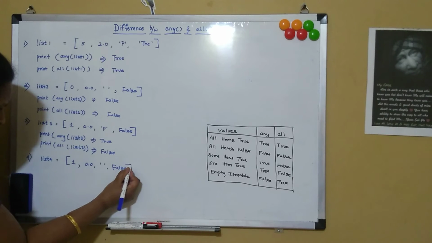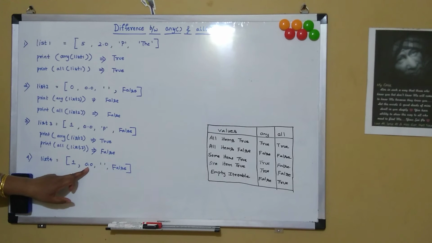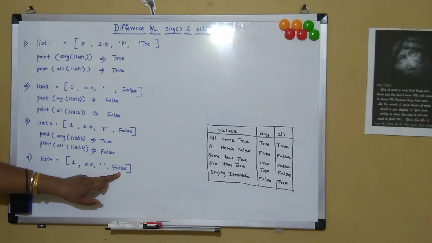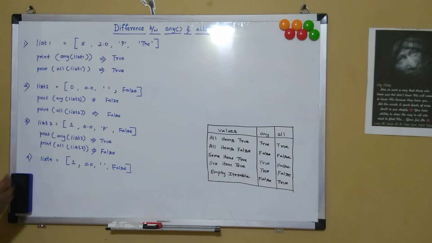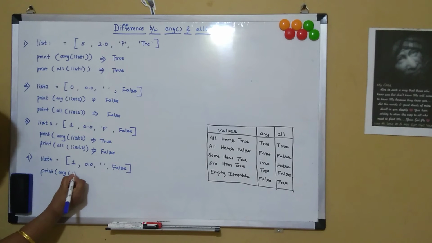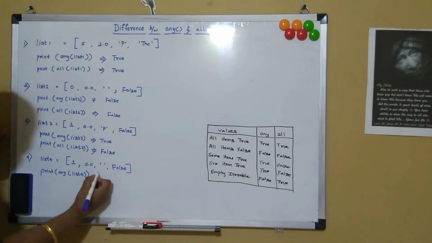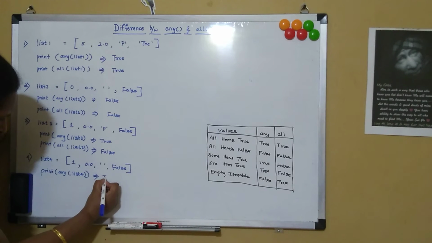So this list is a case where only one item is true. That is 1, it evaluates to true. 0 evaluates to false. Empty quotes evaluates to false. And Boolean false also evaluates to false. Now if I say print any of list 4, since one item is true, the output of any function returns true.